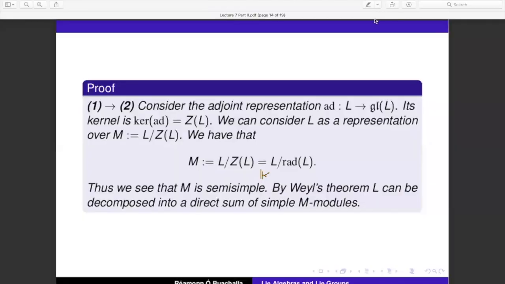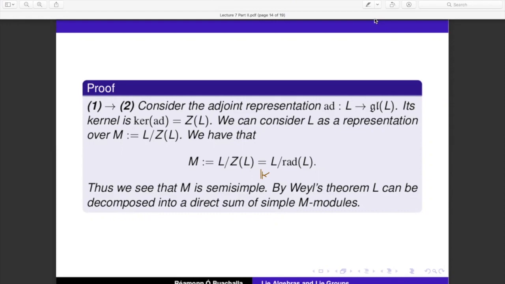Okay, so let's consider the adjoint representation going from L into the general linear group of L, as we have many times before. Again, we know that the kernel of this is going to be the center of the Lie algebra. So we can consider L as carrying a representation of M, which is to say L quotiented by the center. Again, this is going to be a Lie algebra. And we see that it is in fact a faithful representation here.